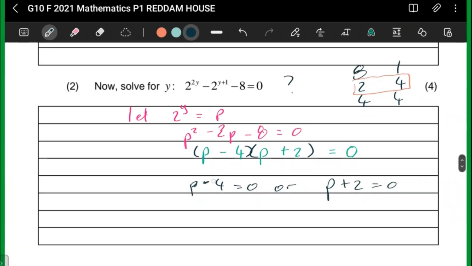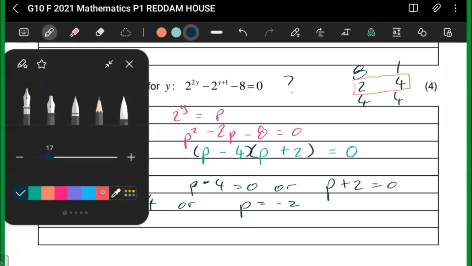Getting a value of p here, p is going to be 4. The other one, p is going to be negative 2. So all things considered, now you have gotten a value for p.